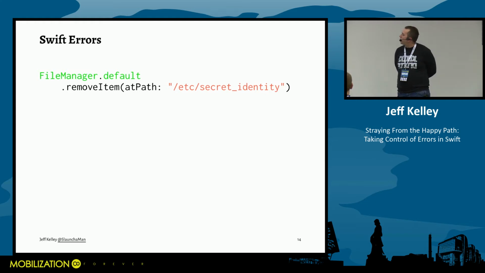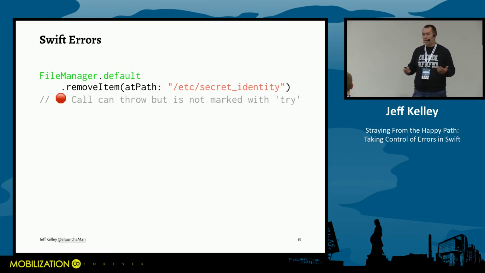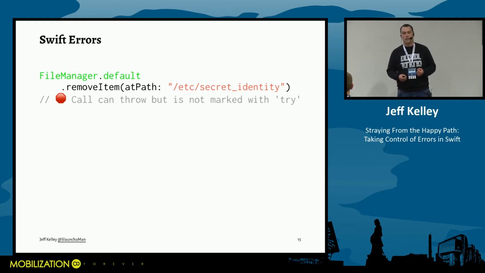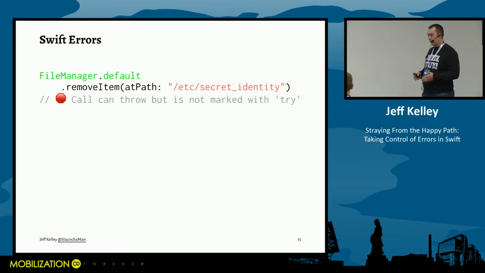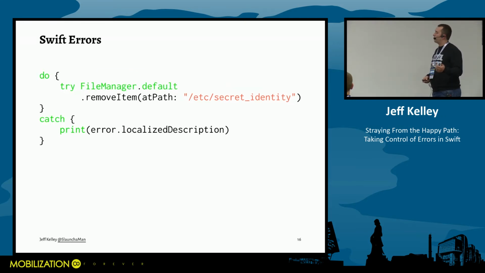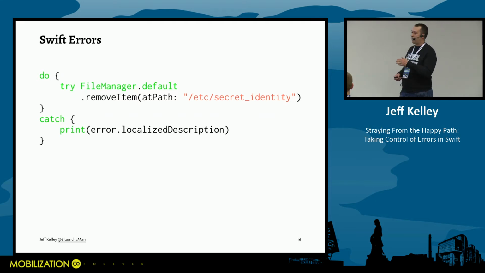So here's that same code in Swift, translated from Objective-C. We get this file manager, we remove the item at path, but this won't compile because we haven't called this with try. So this was Swift's grand idea to fix this problem: they made it so that if a method can throw an error, then you have to handle it. You have to do this do, try, catch pattern.